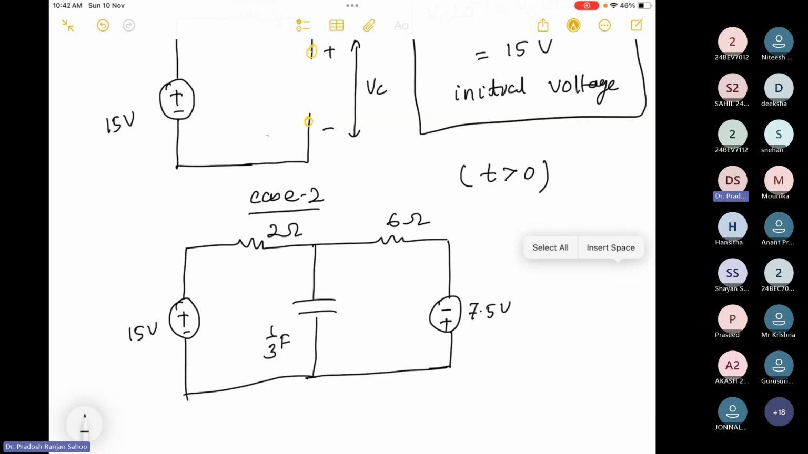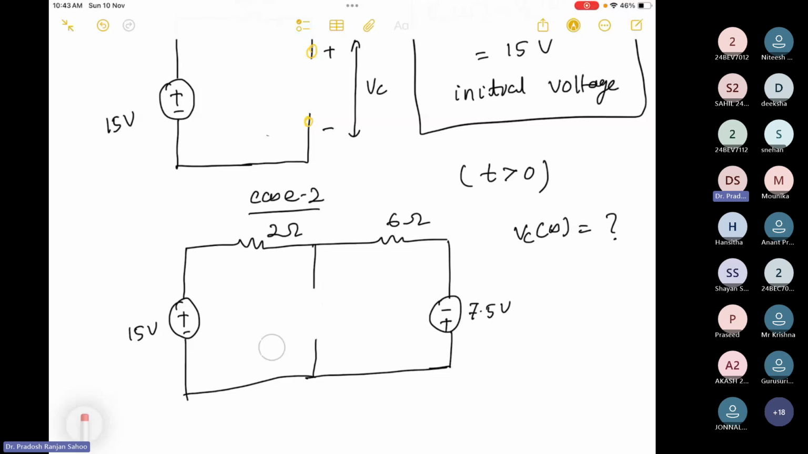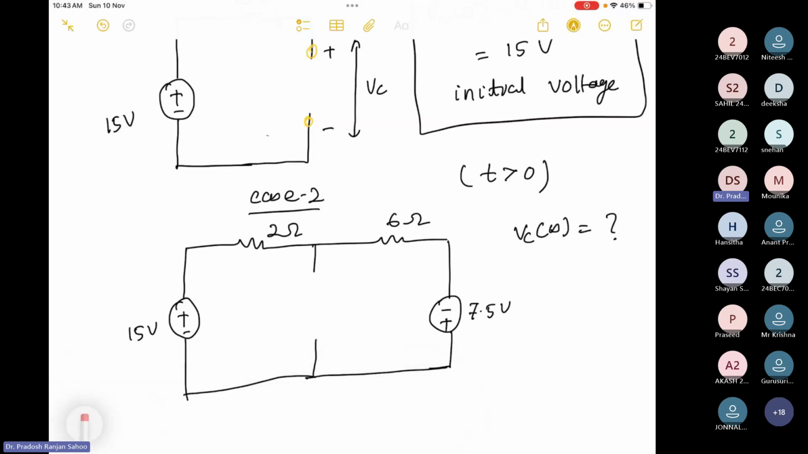Now, when t is greater than 0, I need to find out the voltage across capacitor at t equal to infinity. Obviously, when t equal to infinity, the capacitor again behaves as an open circuit here.